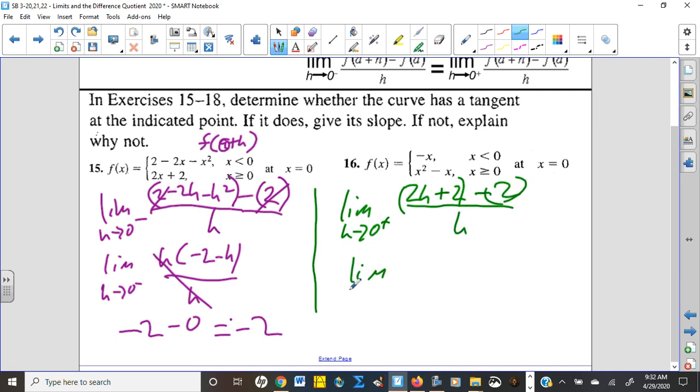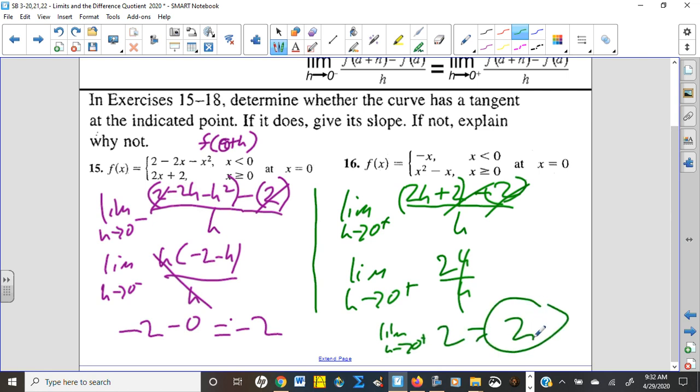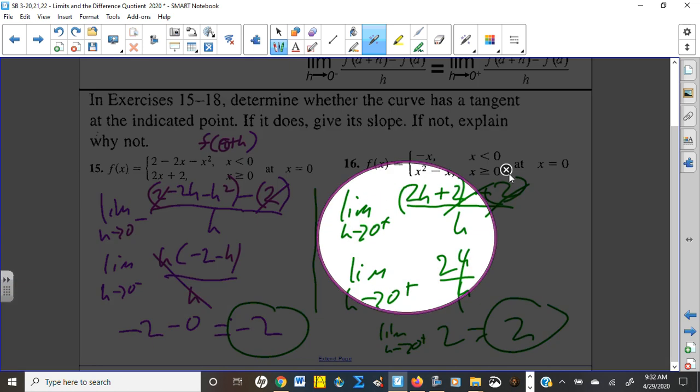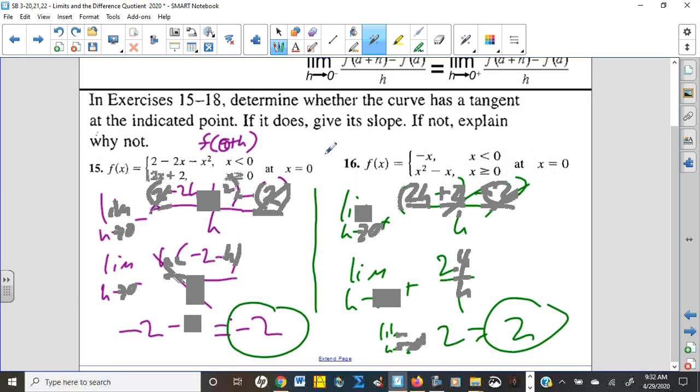Does everything on the top that doesn't have an h cancel out? I bet it does. 2 minus 2, gone. All I have left is 2h over h. The h is canceled. We know that the limit of a constant is always itself. So check this out. +2 is the tangent coming from the right. -2 is the tangent coming from the left. Is -2 equal to 2? And of course, the answer is no. And so your answer for number 15 would be that no, the slopes don't match.